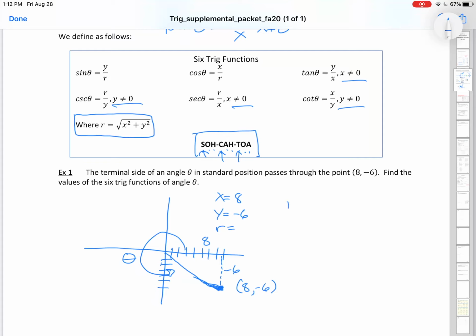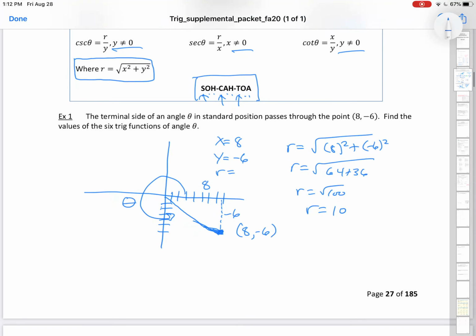So what's r? You know what r is. It's the square root of 8 squared plus (-6) squared. R is the square root of 64 plus 36. R is the square root of 100. R is 10. Awesome.